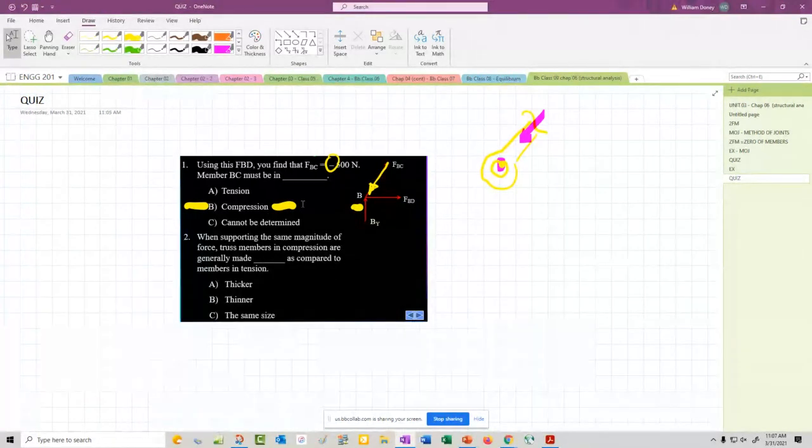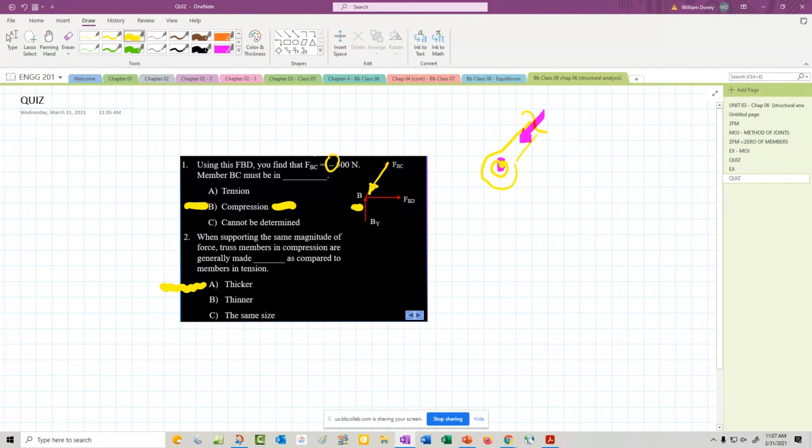All right, the second one: supporting the same magnitude of force, truss members in compression are generally made blank as compared to members. And this was a question that Matthew asked. So we can go right to that one. Not always, but they may want to, depending on the situation. If this is something that's holding up a structure over people's heads where there could be serious injury, absolutely prevent buckling, certainly, because under tension, something is just going to stretch and get thinner before it fails.